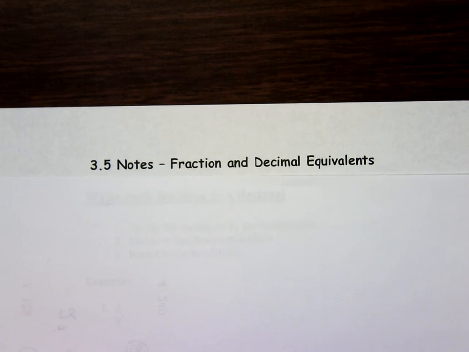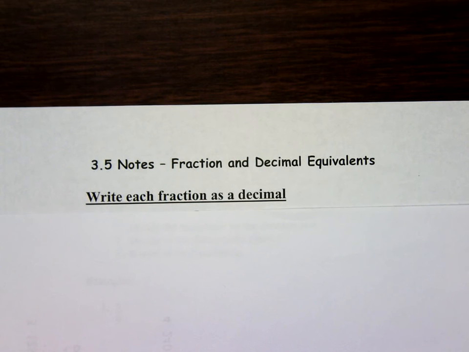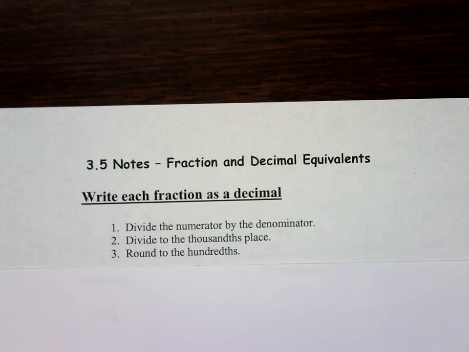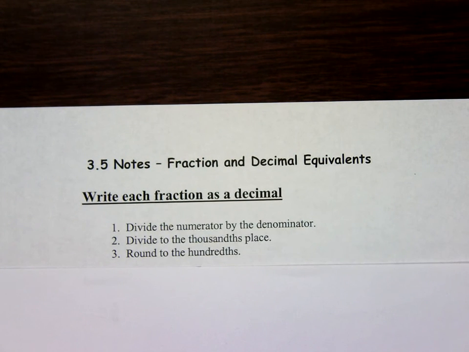Okay, so today's lesson is 3.5, fractions and decimal equivalents. You're going to find in your directions, write each fraction as a decimal. So here are your steps. Divide the numerator by the denominator. Divide to the thousandths place value, round to the hundredths.